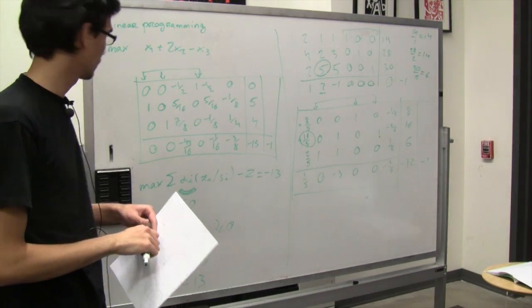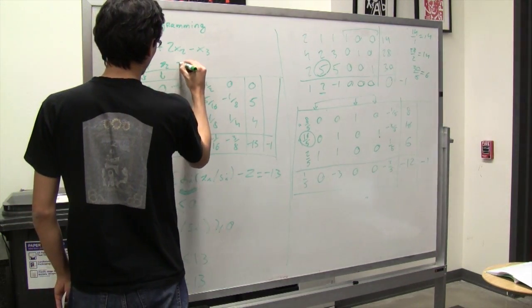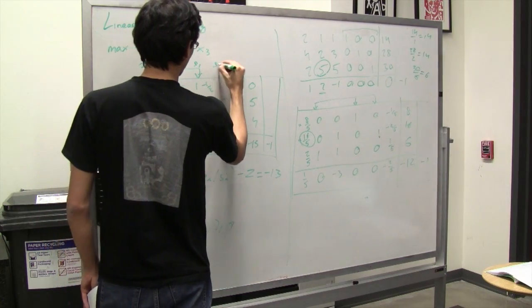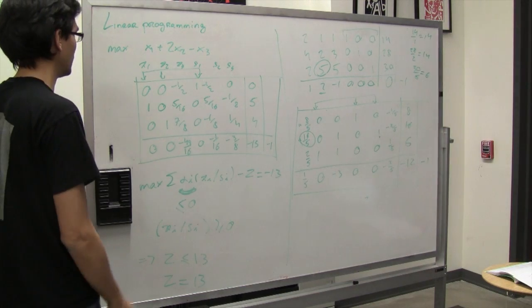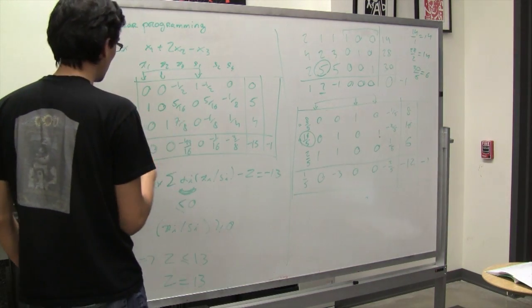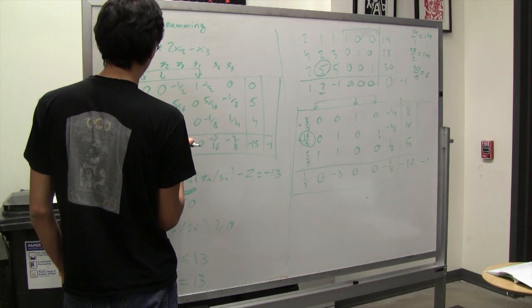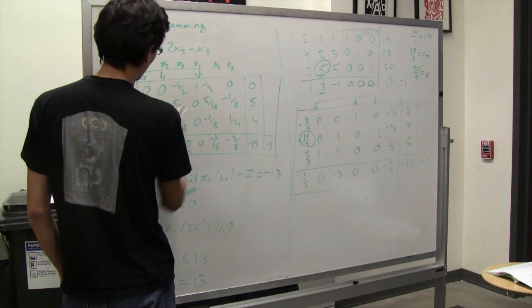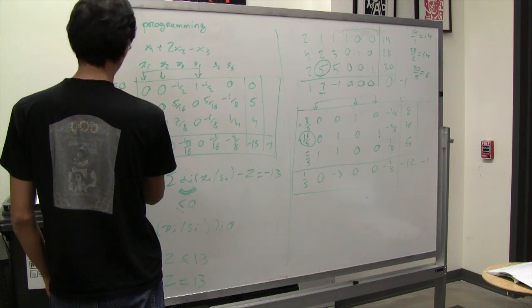Where are the xi? They never move. So this is x1, x2, x3. This is s1, s2, s3. And then if you want to know the actual values, you put zeros outside. So x3 equals 0, and s2.